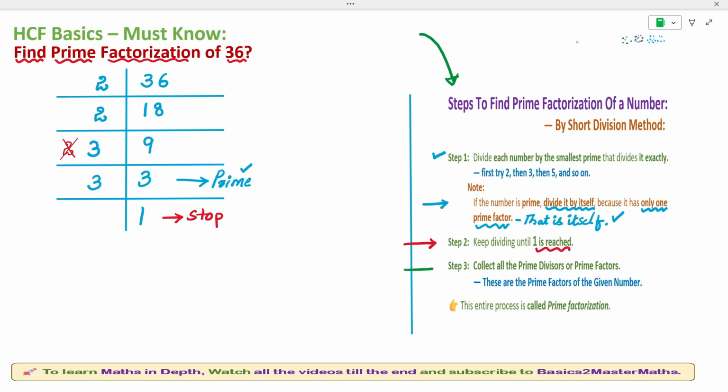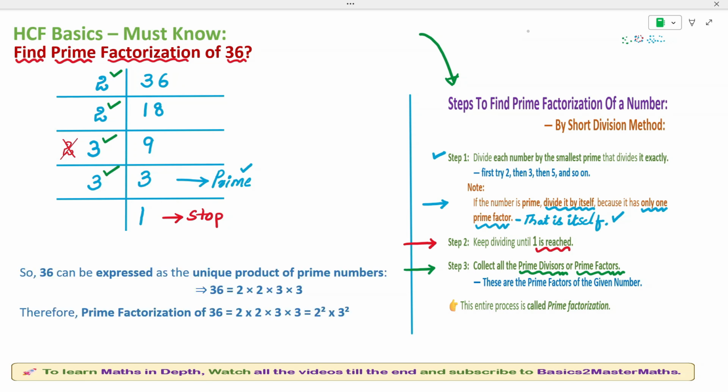Finally, collect all the prime divisors or prime factors. In this case, they are 2, 2, 3 and 3. Therefore, prime factorization of 36 is 2 multiplied by 2 multiplied by 3 multiplied by 3.